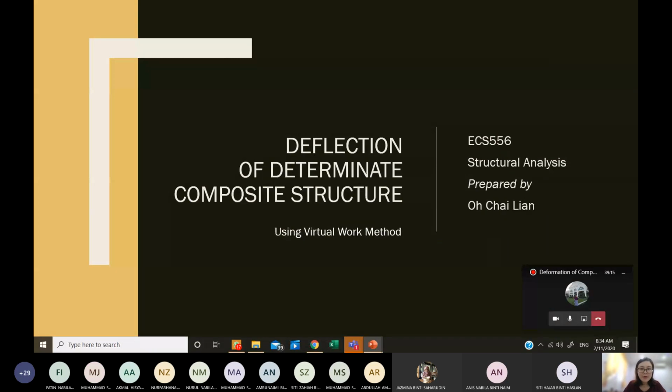Okay, today we will have a look at the deflection of determinate composite structure. We are still at chapter 1. In chapter 1, we are still dealing with the determinate structure. But the composite structure, what does that mean, composite structure? Anyone can help?